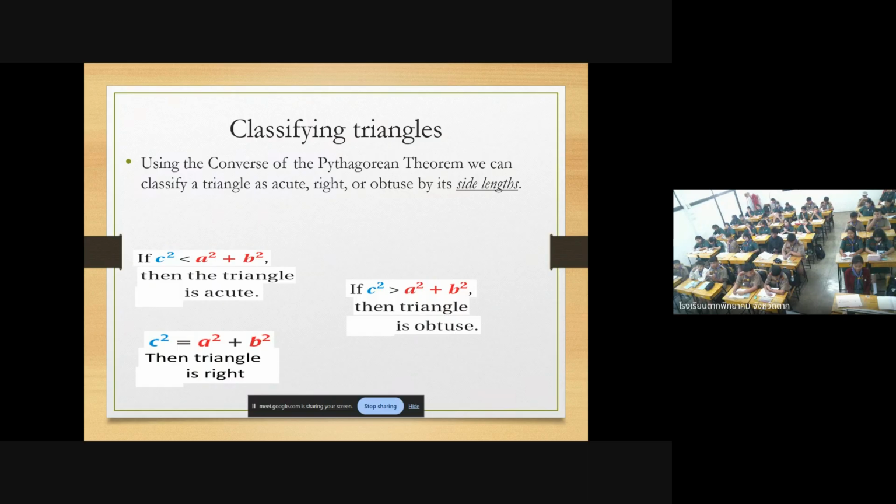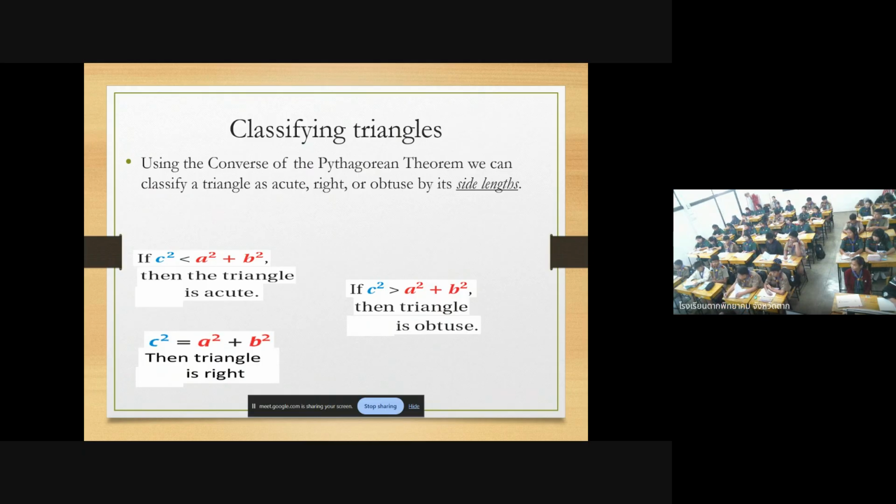The first one that we have is c squared is less than a squared plus b squared. In the right triangle, remember, the longest side we call what? The longest side of a right triangle, what is that? Hypotenuse, very good. But if it is not a right triangle, we call it only the longest side of a triangle. That's the difference.